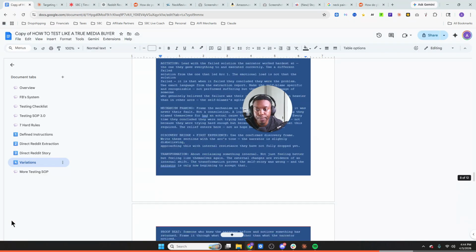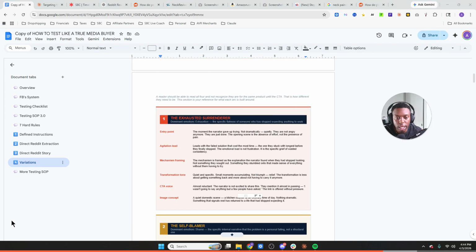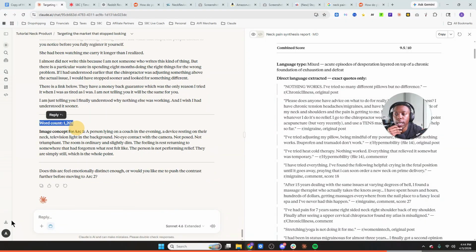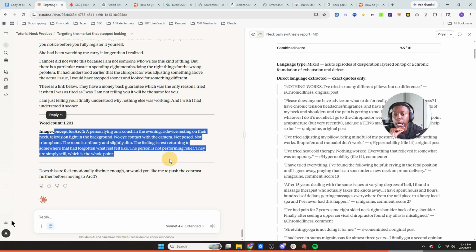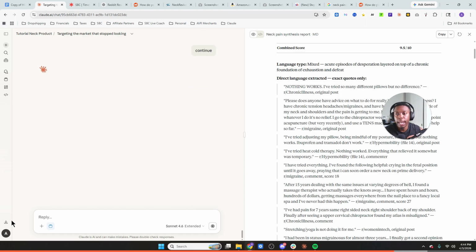So all you would want to do is just go here and read up on the exhaustive surrender and see if this aligns with the story that it put out in Claude. Make sure the copy is good. Read through this. It tells you the word count and gives you an image concept that you can use. Feel free to use the recommended image concept. If you want to use a different one, that's up to you too. You can do that. And then if that feels good, you just hit continue. And then just do the same thing.